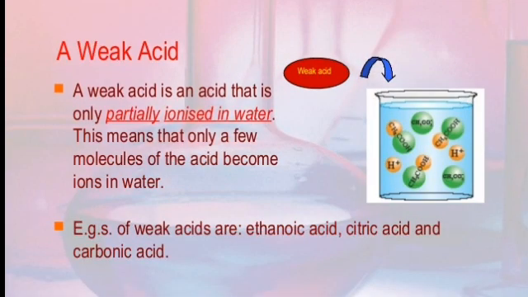On the other hand, a weak acid is an acid that is only partially ionized in water. This means that only a few molecules of the acid become ions in the water, while the other molecules remain as such. So after some time, an equilibrium is established between dissociated and undissociated molecules. Examples of weak acids are ethanoic acid or acetic acid, citric acid, and carbonic acid.